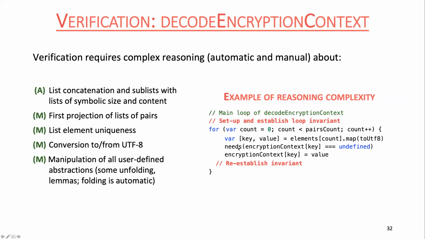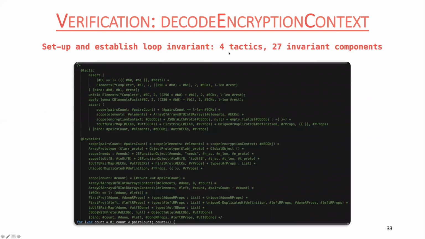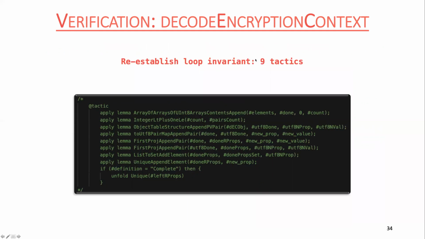We have this tiny little for loop, which is only a tiny part of what's going on. We set up and established the loop invariant, and re-established the invariant. To set up and establish the loop invariant takes 27 invariant components. If you're going to have such a complicated data structure, you're going to have such a complicated invariant component. It's up to the code developer what they do. To re-establish the loop invariant, 9 more tactics. It's a lot of work that Petter had to do.